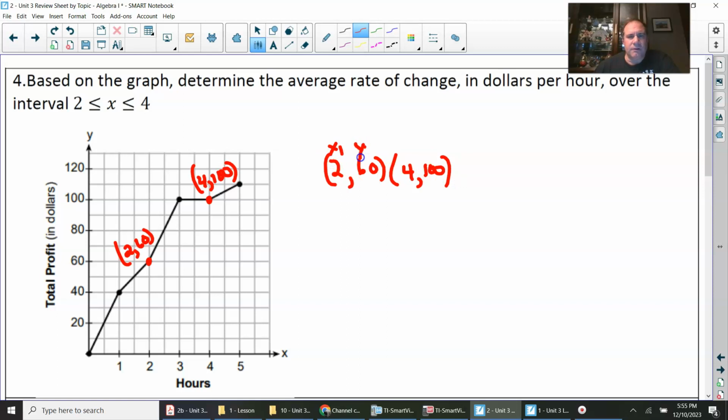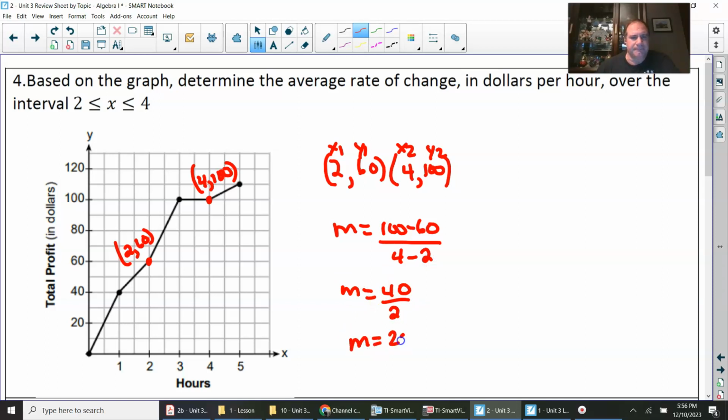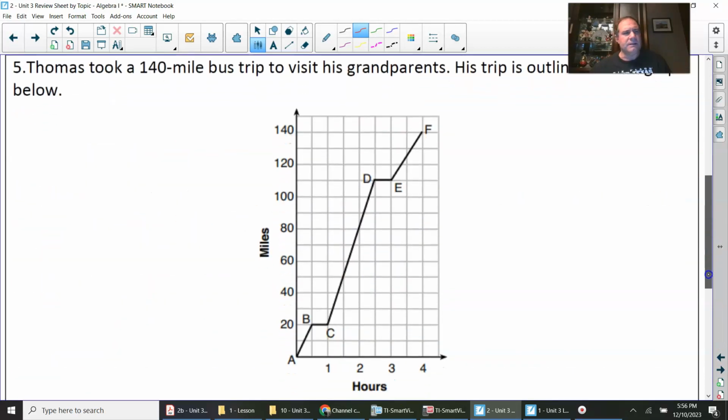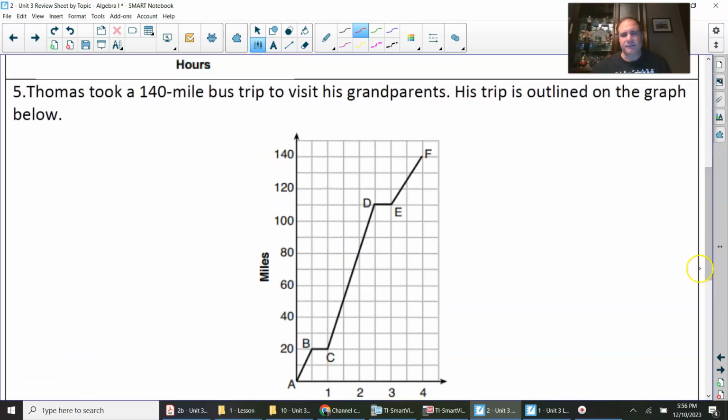And do x1, y1, x2, y2, m equals 100 minus 60 over 4 minus 2. M equals 40 over 2. M equals 20. And that is your answer, 20. Going down to number 5, another long video.